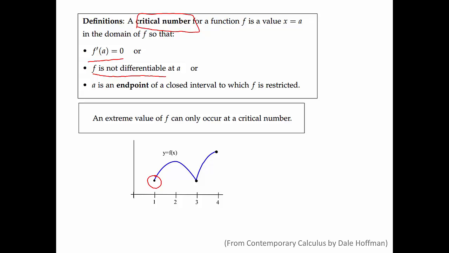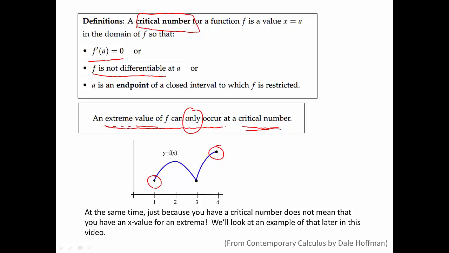The other points that we care about in that situation are endpoints, because if you look at this graph here you have a local minimum and here you have a local and absolute maximum. Now honestly, some people don't call the endpoints local minimums and maximums because they don't have anything to one side to be a neighbor of, but we're not going to get that picky. The other thing that's important to realize is an extreme value of f can only occur at a critical number. Finding critical numbers is really important because that's going to tell you where to look. At the same time, just because you have a critical number doesn't mean you have an x value for an extrema. So just something to be aware of.